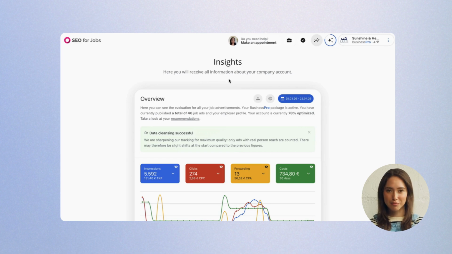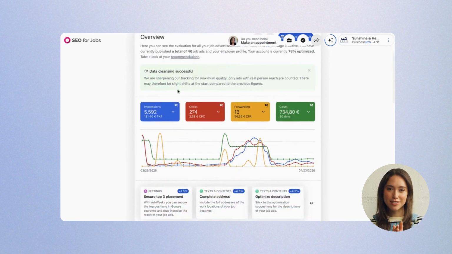First, let's take a look at the impressions. This is the absolute foundation of your marketing funnel. Every time your ad appears on a potential talent screen, it counts as one impression. We distinguish here between organic reach via Google search and paid visibility through Google Ads. A key metric here is the CPM, cost per mil, which shows us how much it costs to reach 1,000 potential candidates.